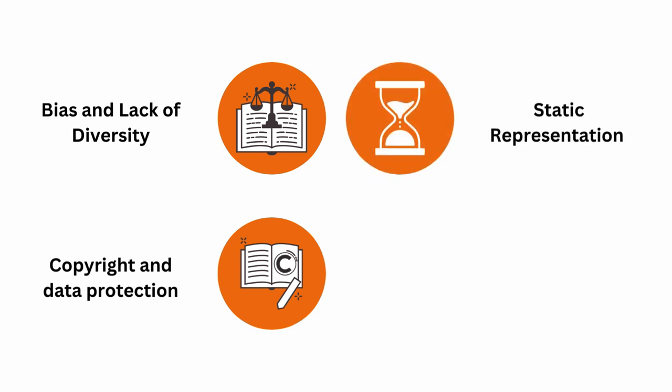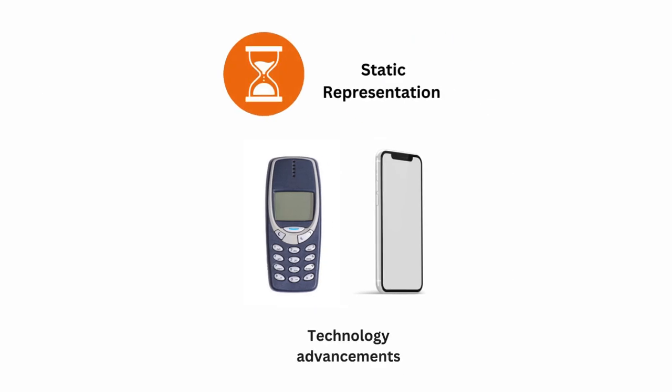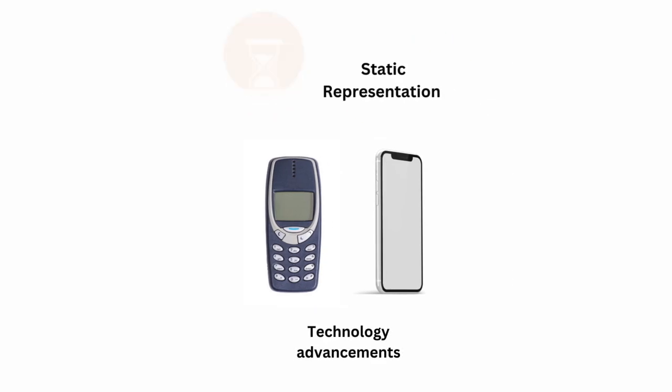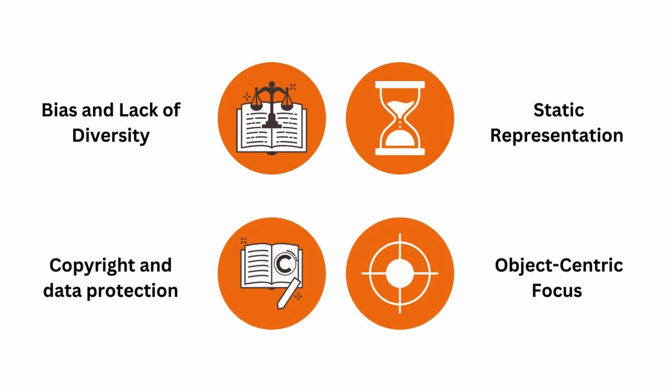ImageNet content is fixed at the time of its creation, and it cannot reflect evolving trends, technological advancements, or changes in societal context. This static nature can limit the dataset's relevance over time. Also, it mainly focuses on object recognition, which might not capture the broader context of the scenes or concepts.